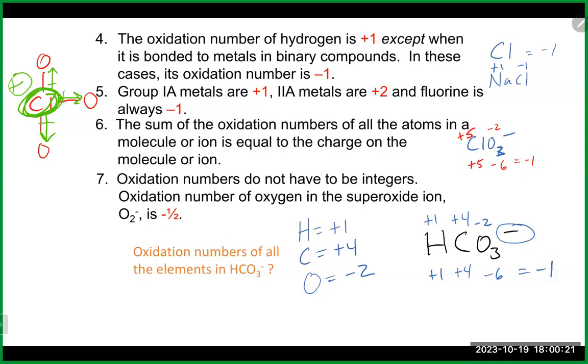a particular element, especially if it's in the middle and it's got more electronegative atoms on the outside, pulling the electrons away from it. It's actually going to become a more positive oxidation state in that situation. Any questions on why it's positive and not negative in that case?